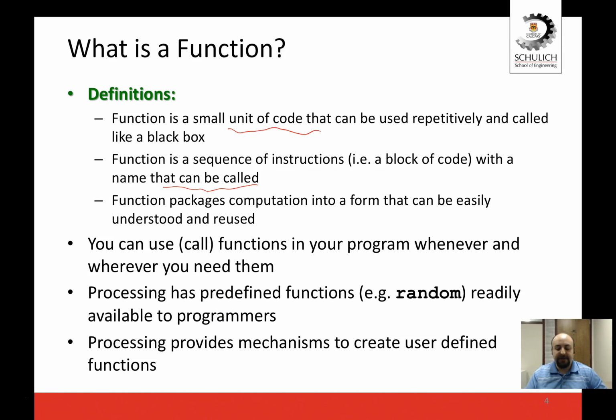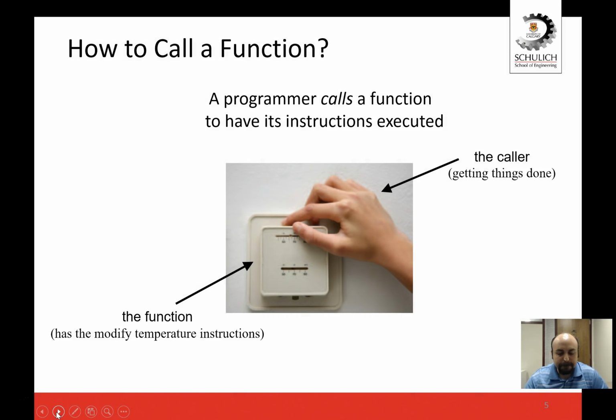Processing has some predefined functions, such as random, which was one that we recently used. It has mathematical functions such as pow, and trigonometry functions such as sine and cosine. Processing, of course, provides the mechanism to create your own user-defined functions, and we're going to go over this shortly.